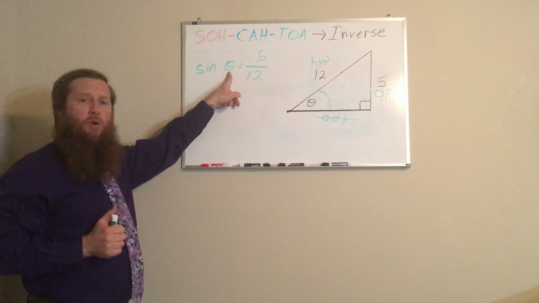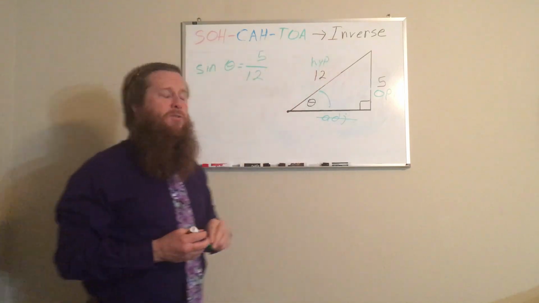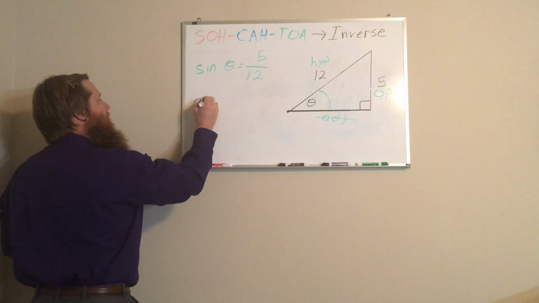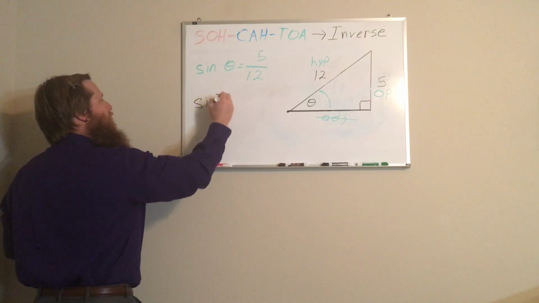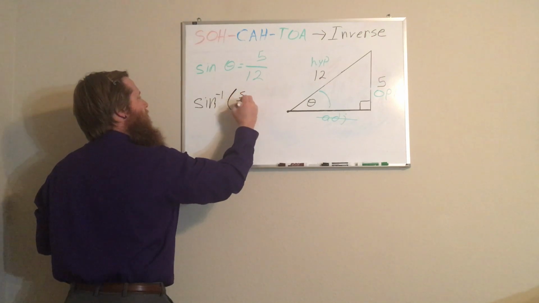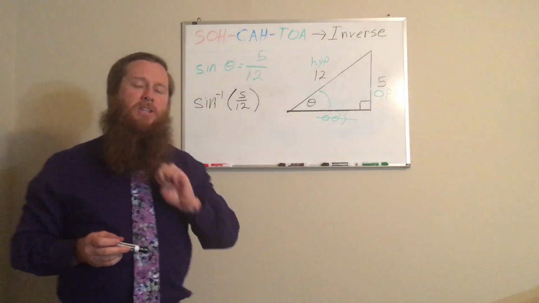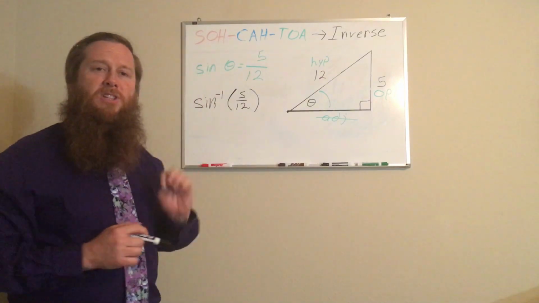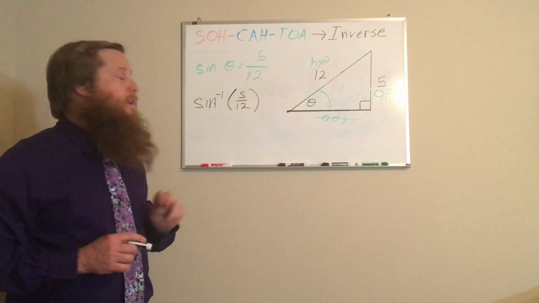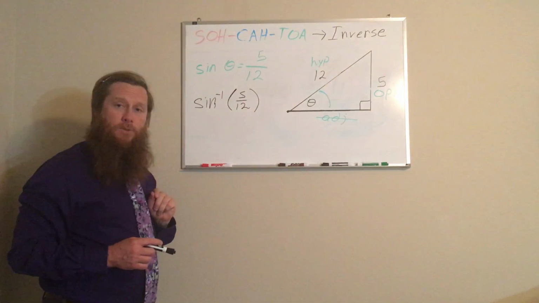Now remember, when we don't know the value of our angle, this is when we use our inverse function. Now the inverse of sine is this sine with the -1, and we want the inverse sine of 5 over 12. Now everyone's calculator does this differently. You need to make sure your calculator is in degrees mode, not radians mode. So you're going to calculate the inverse of sine of 5/12.